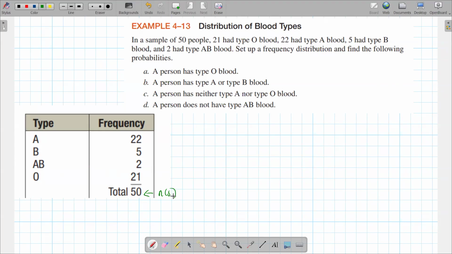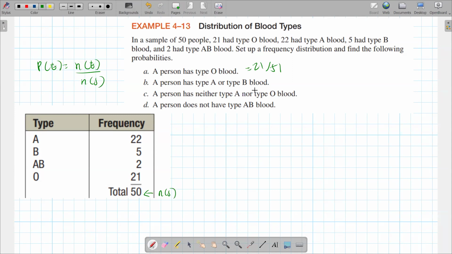Part A, a person has type O blood. So remember the formula? P of E is NE over, I think it's NS. It's going to be 21 over 50 for type O blood. Done. Easy peasy.